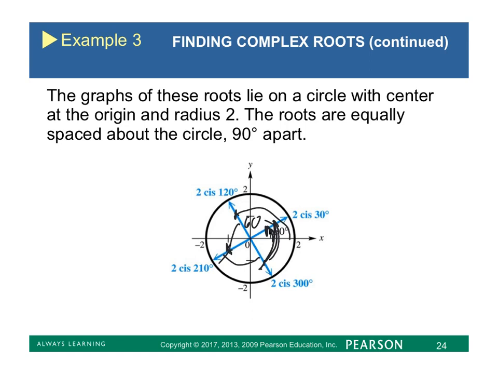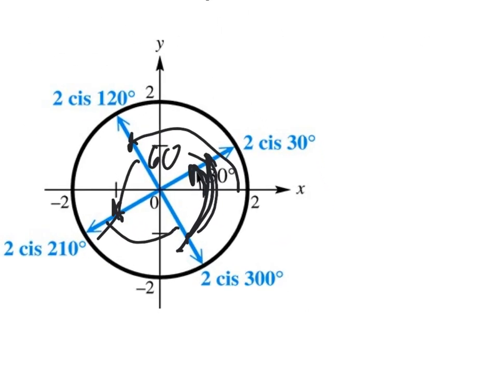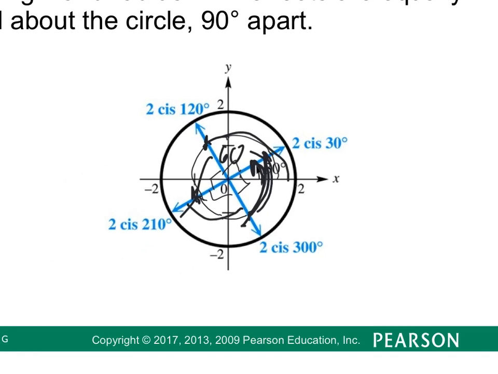These are all, let me make sure, 300. That was 60. Actually, they're all 90. I'm sorry, they're all 90 in here. It was 30 to here, 60 to here, 30 to here, 60 to here, 60 to here, 30 to here. They're all 90. They're all at right angles. It's really interesting how that looks if you graph the trigonometric form.